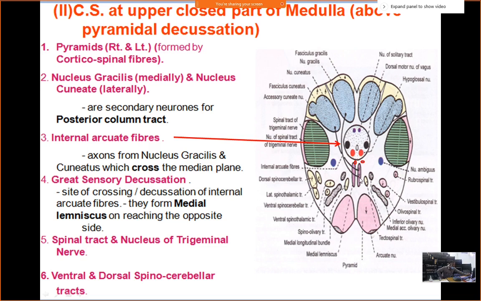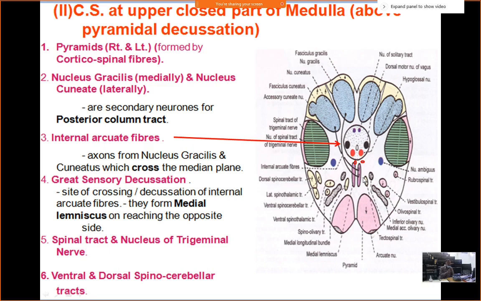Medial lemniscus. This is known as the medial lemniscus. From the right side, fibers will come to the left side. From the left side, they go to the right side. So what will happen ultimately? Whatever the ascending or sensory fibers, they run upwards, and at the level of the upper part of the medulla oblongata they will get crossed. From the right side, fibers will go to the left. From the left, they will go to the right.